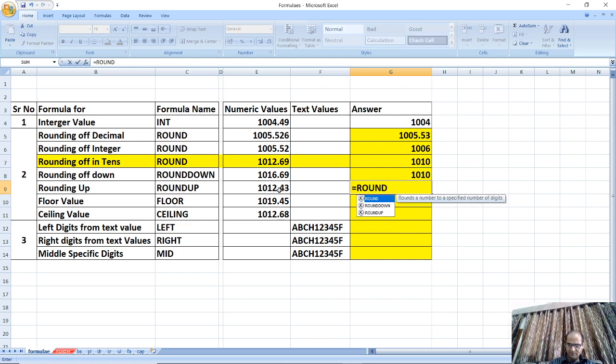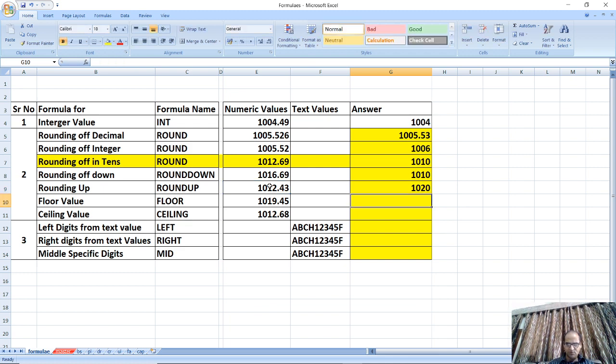Likewise, ROUNDUP, this formula forces the value to go to the next. Minus 1 will just deal with the integer portion, the last digit of the integer portion, and that to 0. This is 1020, whereas it should have been 1010.